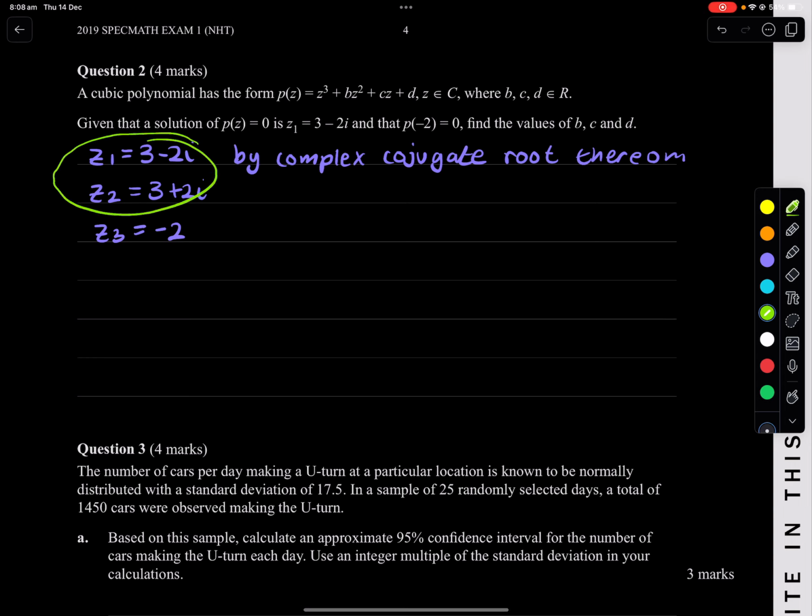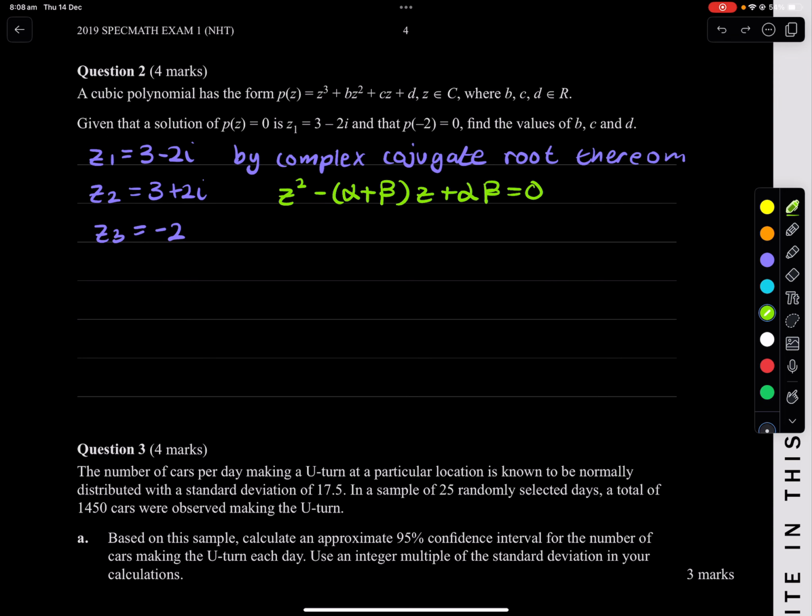You should know that when you have two complex roots, we can create a quadratic, and this is the form that we can use. It will help us a lot. So z squared minus (alpha plus beta) z plus alpha beta equals 0, where alpha and beta are your roots. You could make them into factors and expand them, but it takes too long, whereas if you use this form, you can do it in like 10 seconds. So in this case, one of the roots, alpha, is 3 minus 2i, and your other root, beta, is 3 plus 2i.